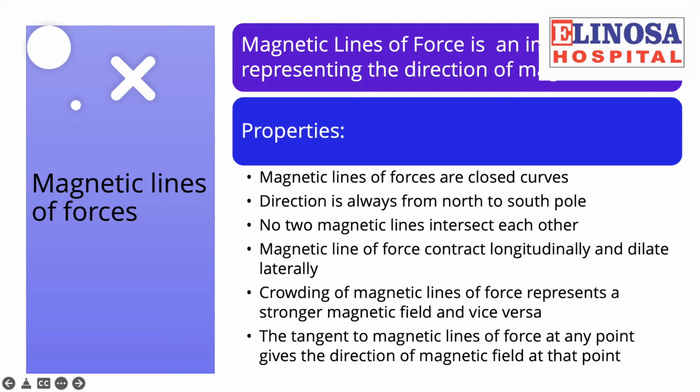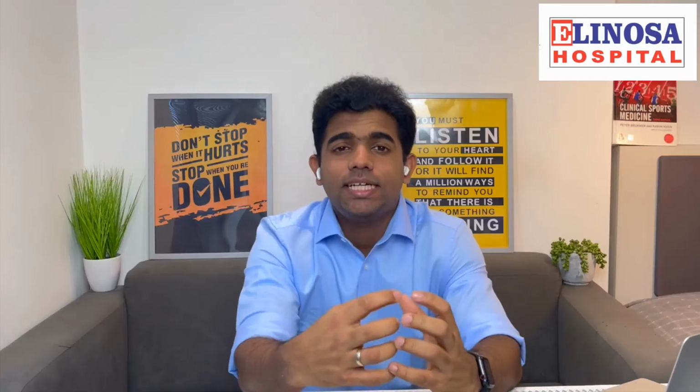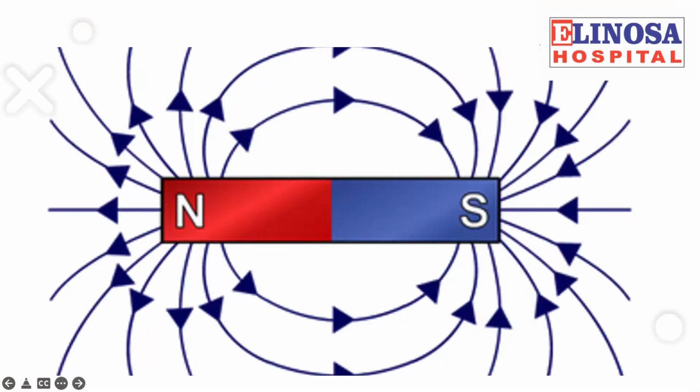You can see that the magnetic lines of forces are closed curves, and the direction is always from north to south pole, not from south to north pole, because that is the orientation of the magnet. No two magnetic lines of force can intersect each other. Magnetic lines of forces contract longitudinally and dilate laterally. The diagram again illustrates the same.